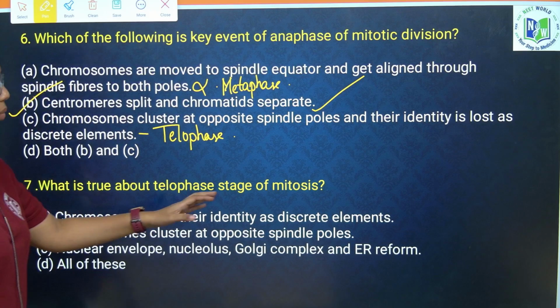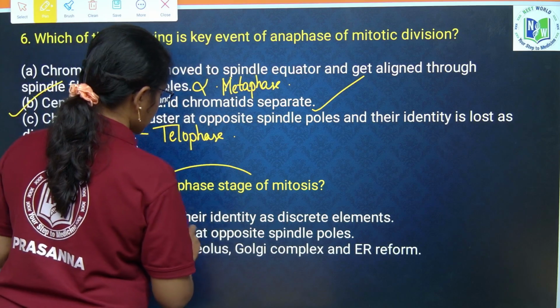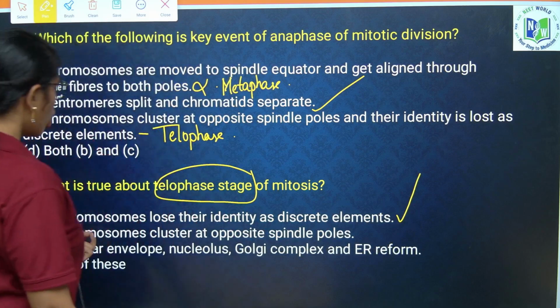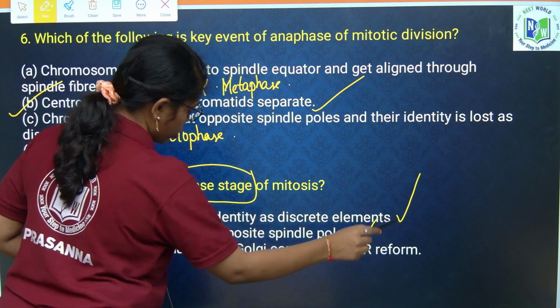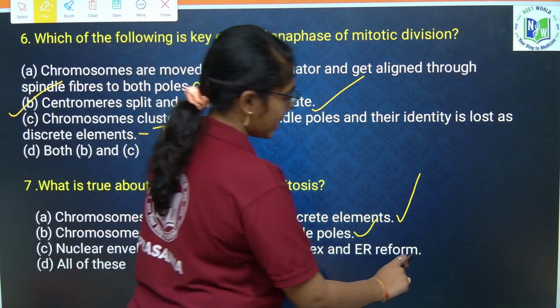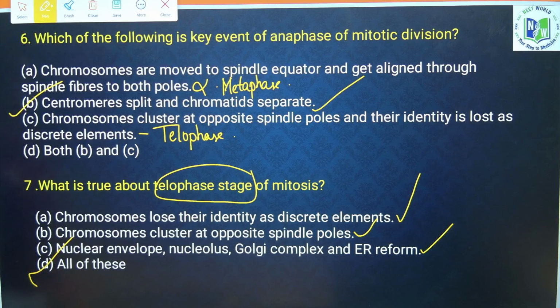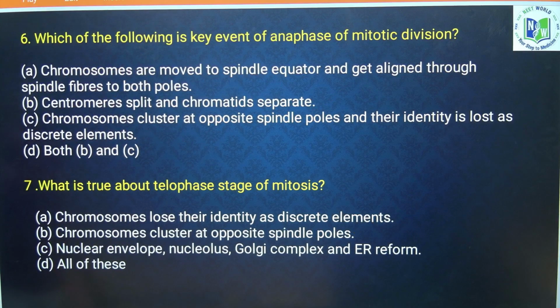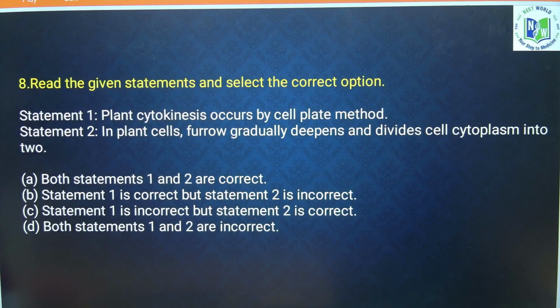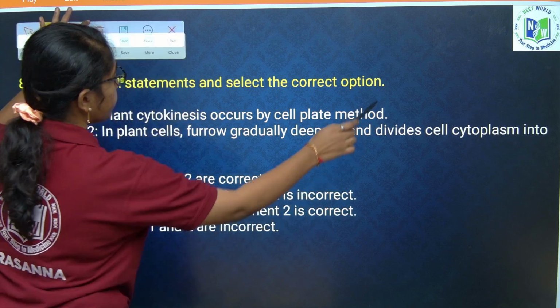What is true about the telophase stage in mitosis? Chromosomes lose their identity as discrete elements. In telophase, yes, that is correct. Chromosomes cluster at the opposite spindle poles. True. Nuclear envelope, nucleolus, Golgi complex and ER get reformed. True. So all these statements are correct with respect to telophase. Next question. Read the following statements and identify the correct option.